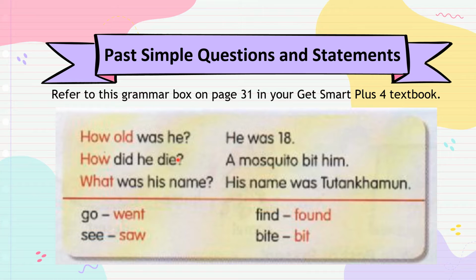Awak boleh ulang apa yang teacher baca. Okay. How old was he? He was 18. How did he die? A mosquito bit him. What was his name? His name was Tutankhamun.